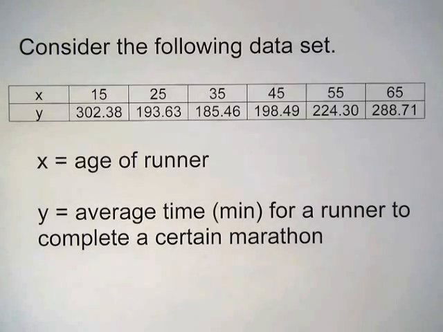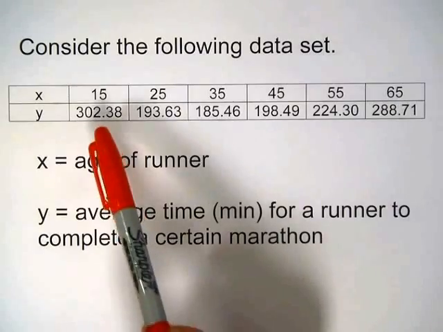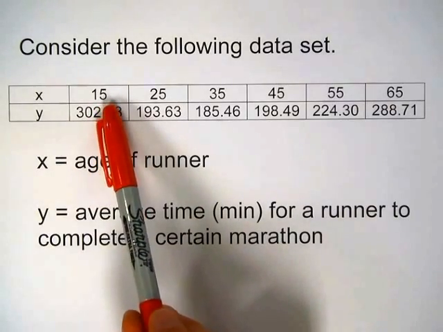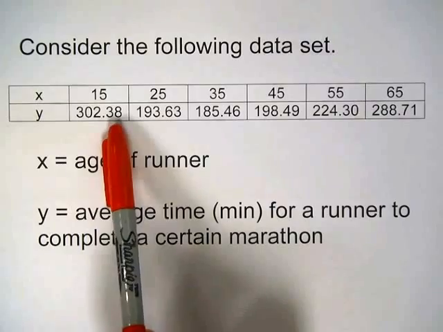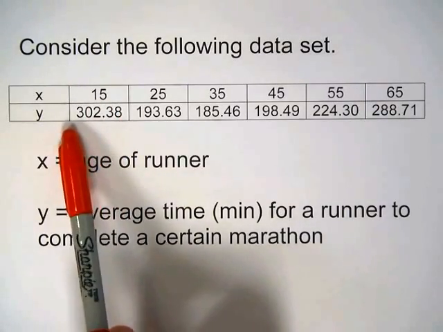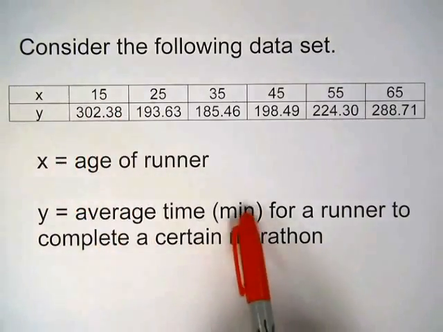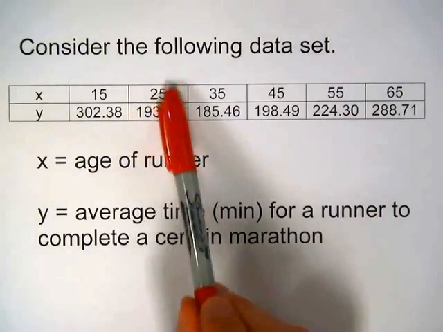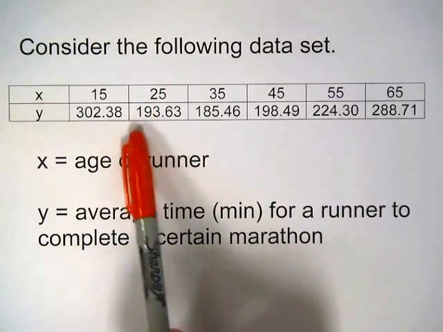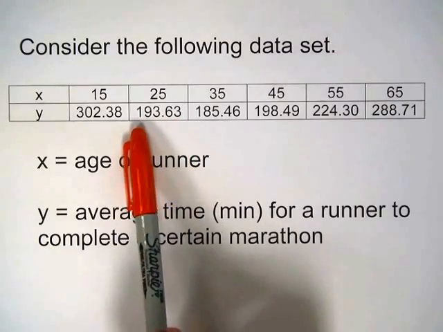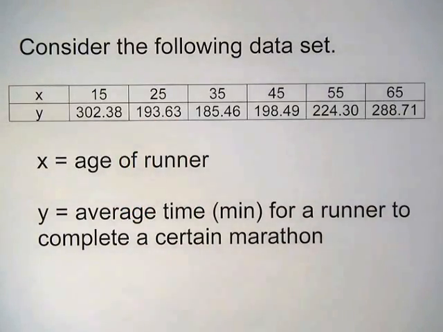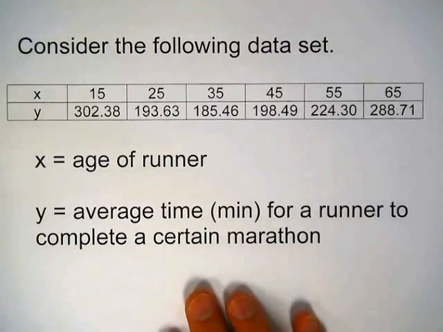So what they represent is x is the age of a runner, and y is the average time in minutes for a runner to complete a certain marathon. Okay, so basically what they did is took all of the marathon runners that were 15 and found the average time that they took to complete the marathon. So that was 302.38 minutes. Okay, of all those that were 25, they averaged all of their times together, and it was 193.63 minutes. Okay, so we're going to come back to this data set in a minute.